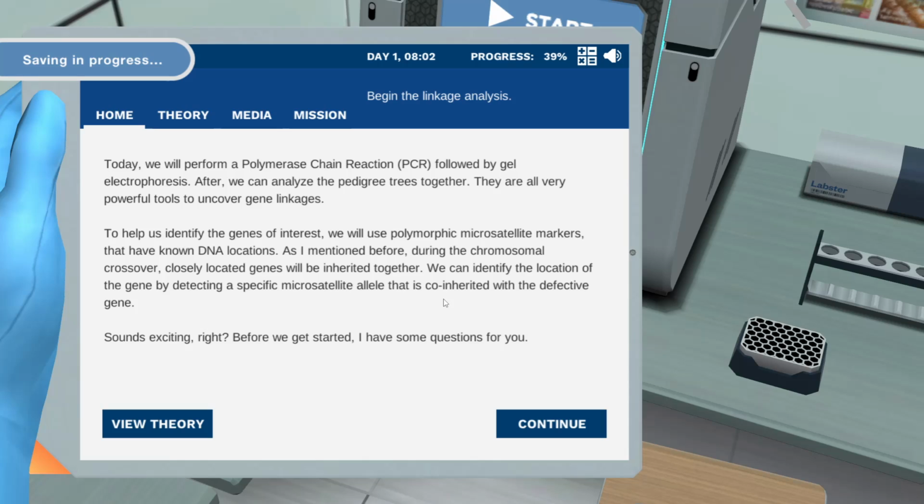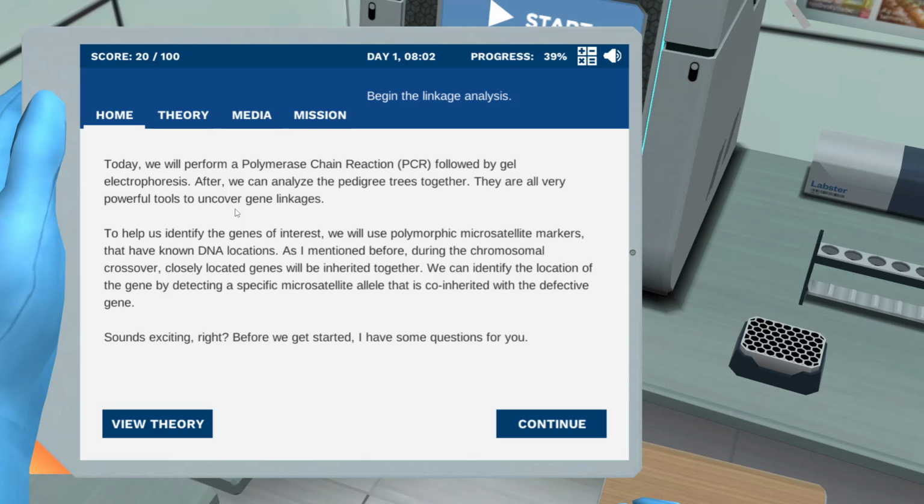Today, we will perform a polymerase chain reaction followed by gel electrophoresis. After, we can analyze the pedigree trees together. They are all very powerful tools to uncover gene linkages. To help us identify the genes of interest, we will use polymorphic microsatellite markers that have known DNA locations.